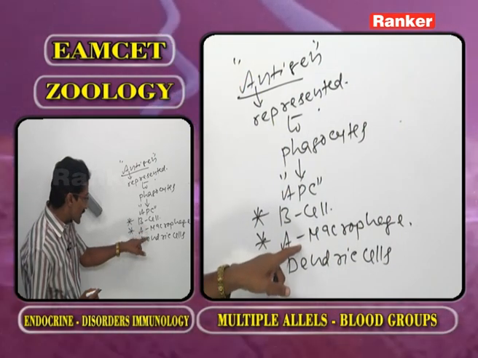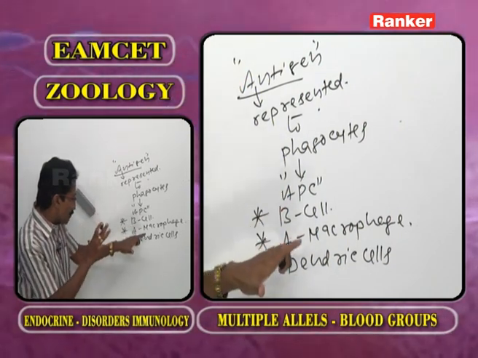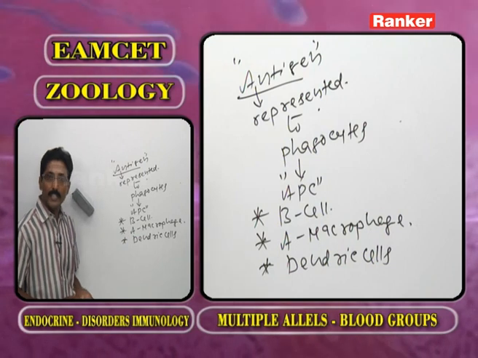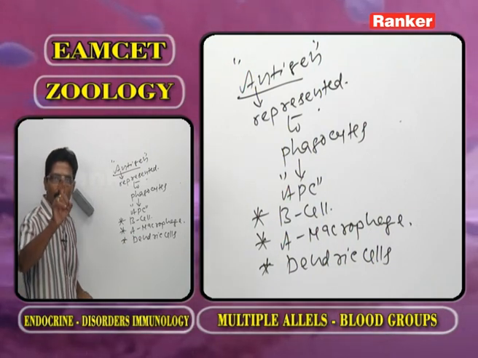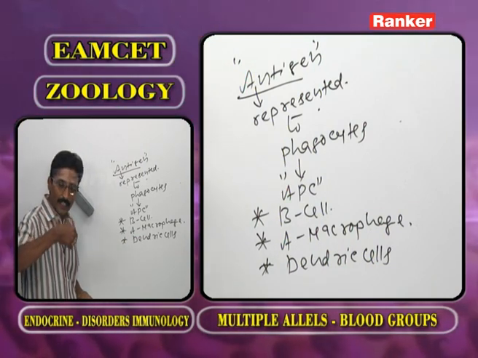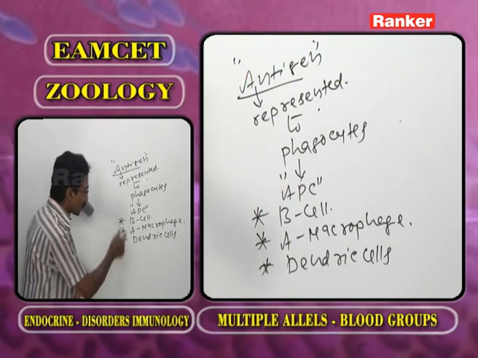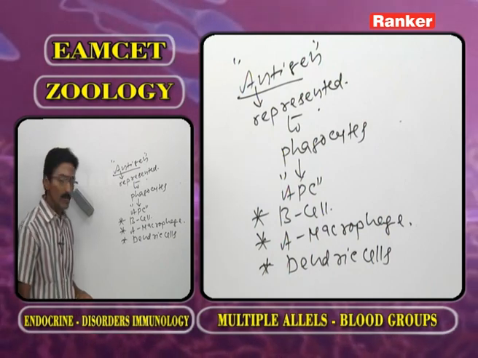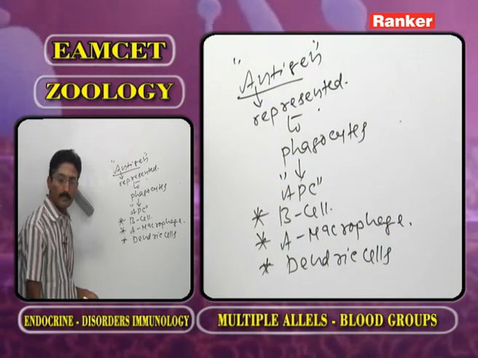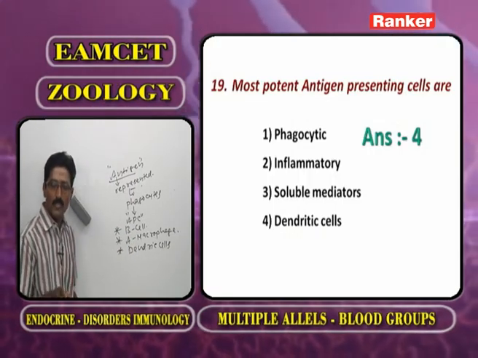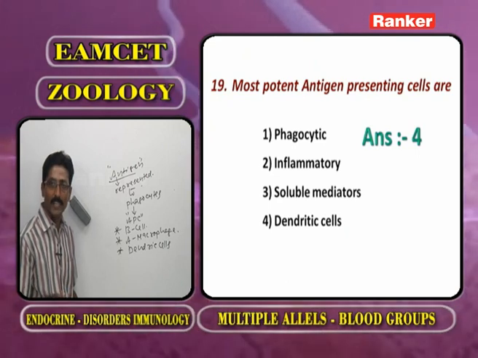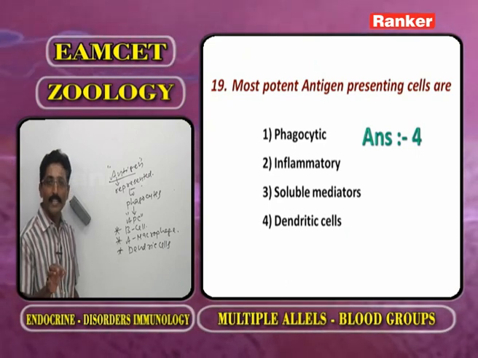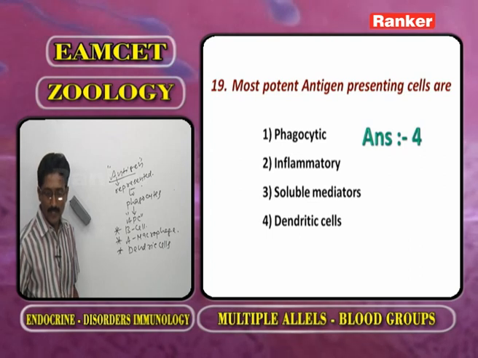Out of these three, the highly potent APC is the dendritic cell. That means if any antigen enters into our body, no doubt it is captured by the dendritic cell. So it is highly potent. So here the most potent antigen presenting cell is the dendritic cell. Now the next question.